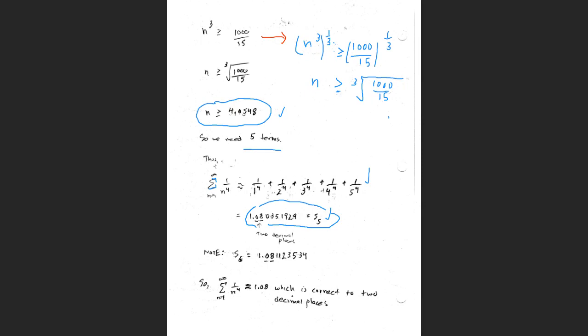Well, what you can do is you can find the 6th partial sum. If I were to do the 6th partial sum, it is just 1 over 1 to the 4th plus 1 over 2 to the 4th plus 1 over 3 to the 4th plus 1 over 4 to the 4th plus 1 over 5 to the 4th plus 1 over 6 to the 4th, right?